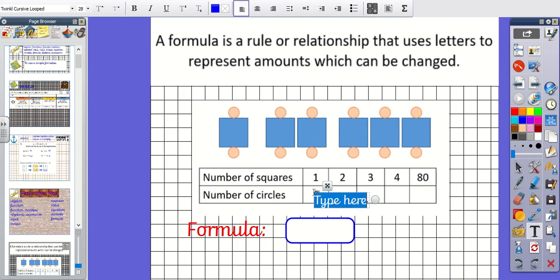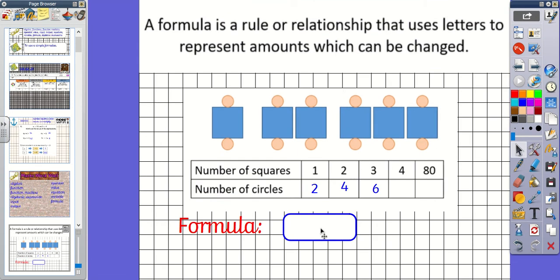1 square and we have got 2 circles. Now here we've got 2 squares. How many circles? 1, 2, 3, 4. And for the next one, we have got 3 squares. How many circles? 1, 2, 3, 4, 5, 6. I can see a pattern building here.